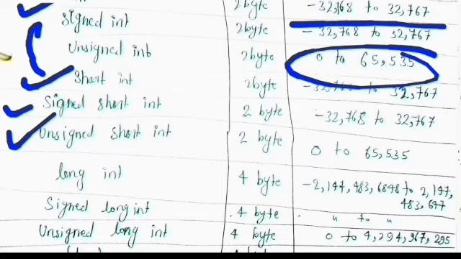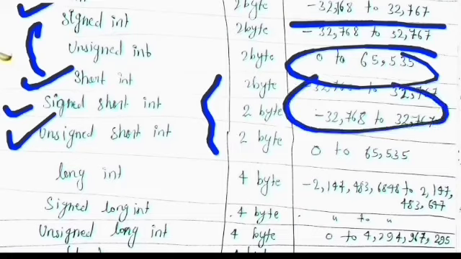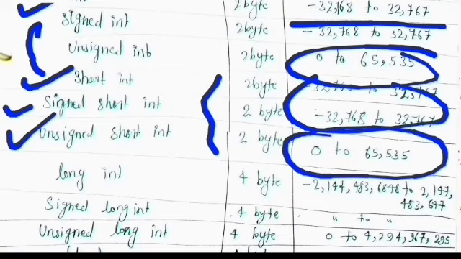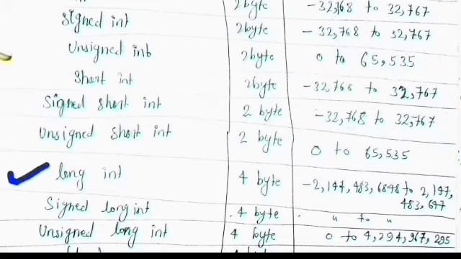The memory size is the same, means 2 bytes, and the range is also the same in short integer, but unsigned short integer carries only positive integers, that is 0 to 65535. Now come to the long integer.